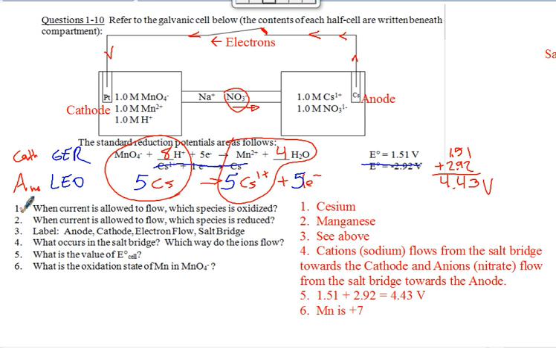All right, so what do we have here? Number one, when the current's allowed to flow, which species is oxidized? Cesium. Which species is reduced? Manganese. Label everything. Done it. Oh, didn't put the salt bridge. Here we go. This was called the salt bridge.